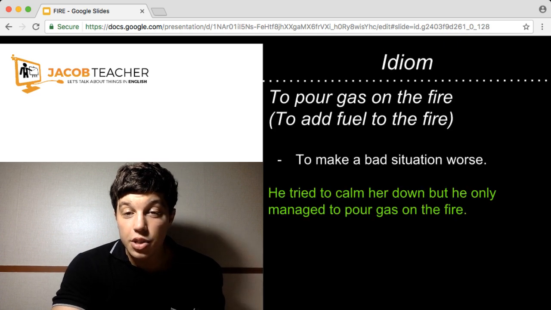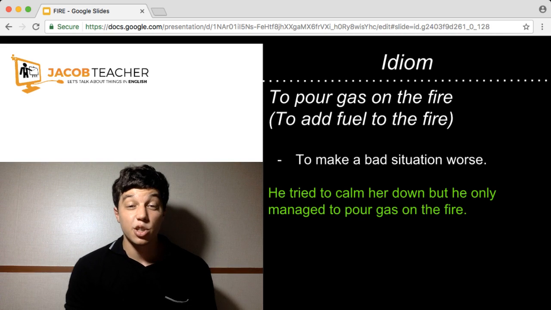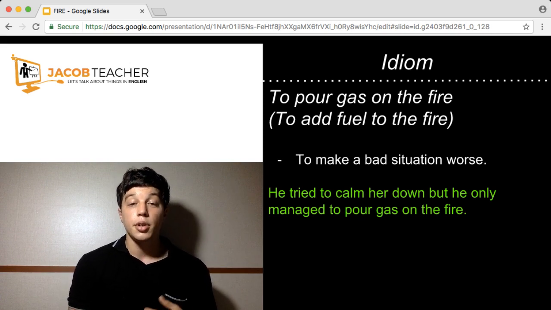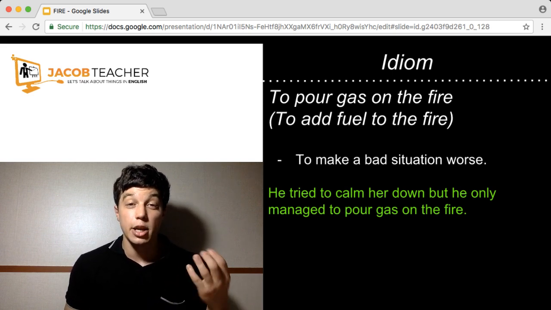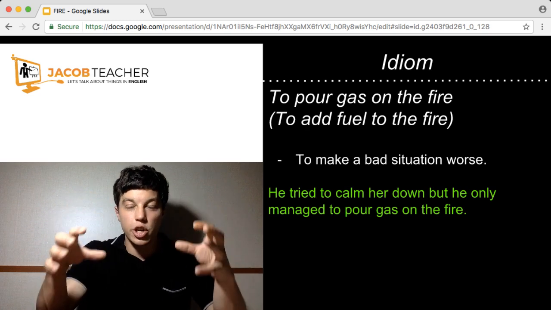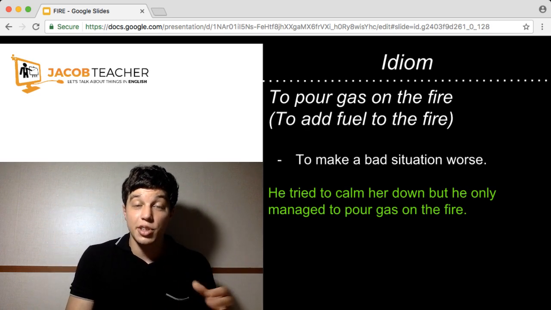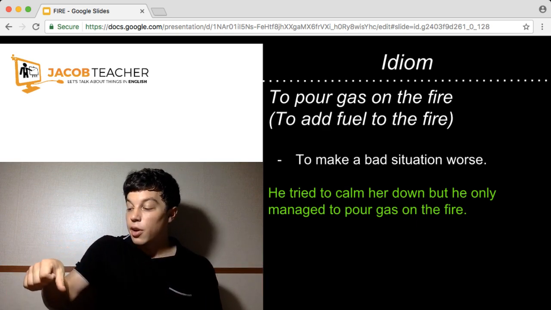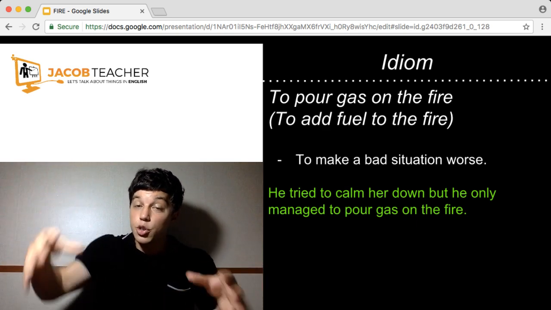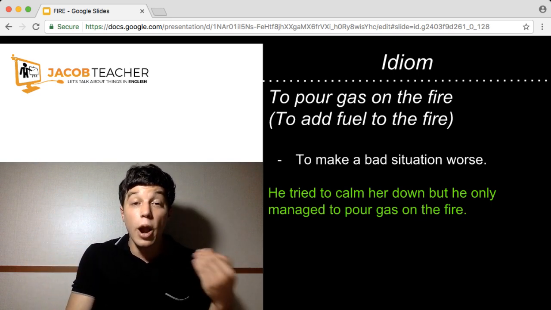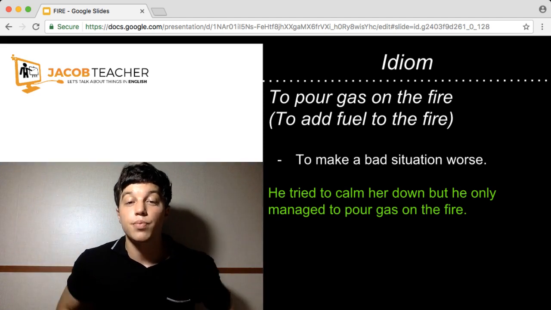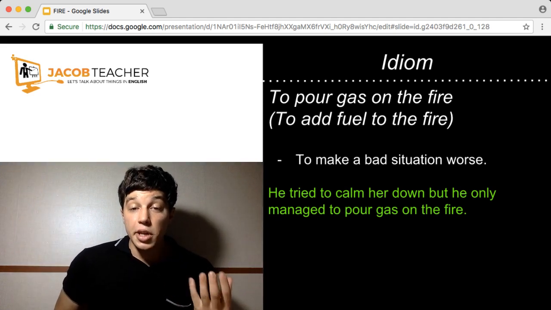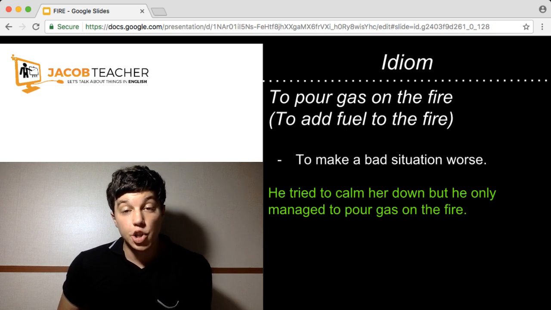I believe this was Sam who spoke about this idiom. It's a really great idiom. I like it a lot. To pour gas on the fire or to add fuel to the fire. This is a very visual idiom. It makes us picture a situation. So gas, of course, gasoline, what we put in our cars. If you pour that onto a flame, onto a fire, what happens? The fire grows bigger, very violently too. So, what this idiom means is to make a bad situation worse.